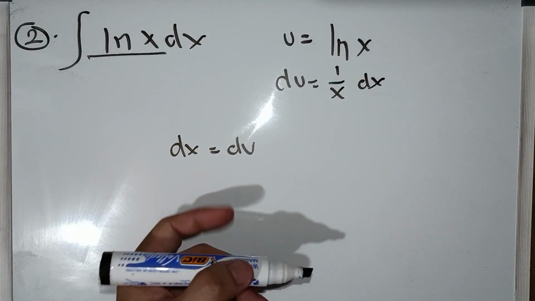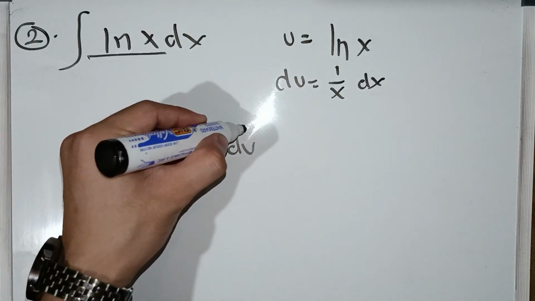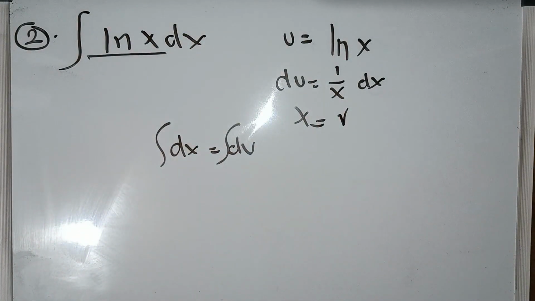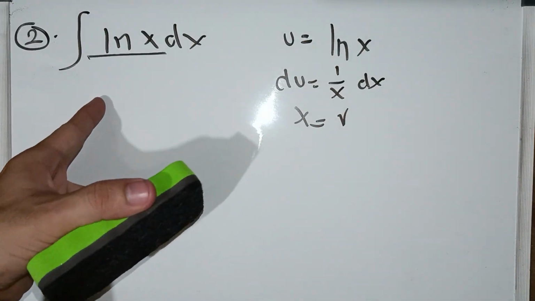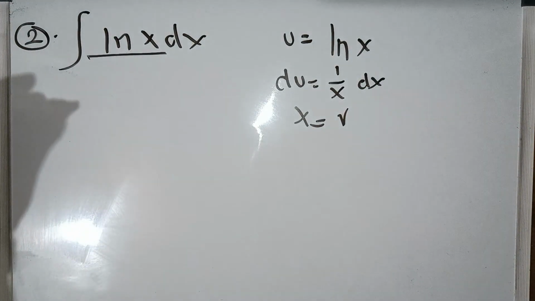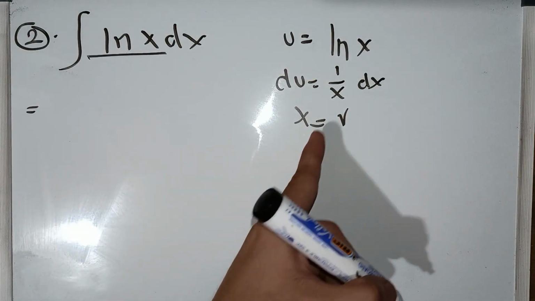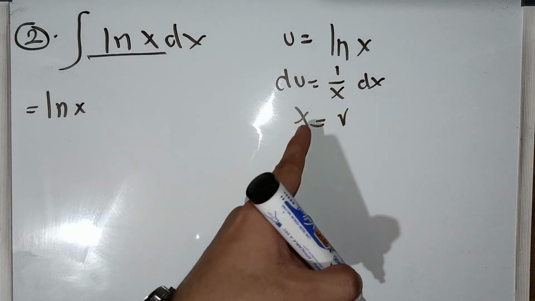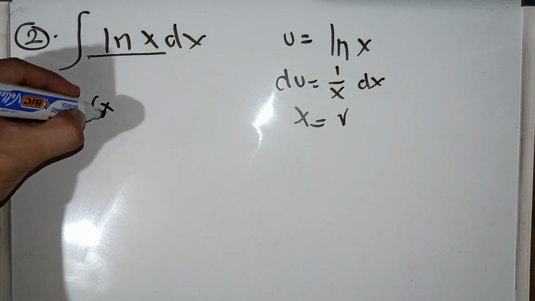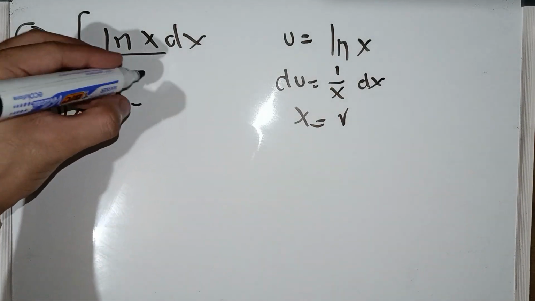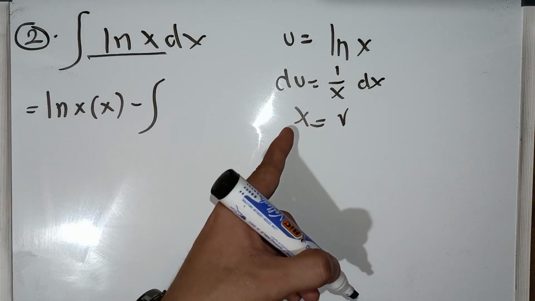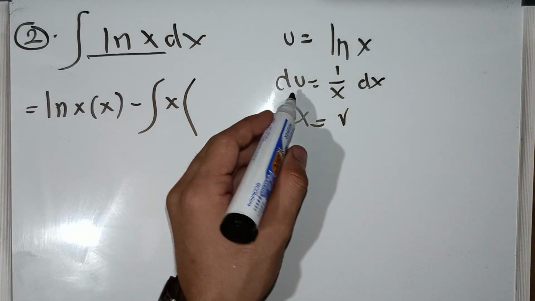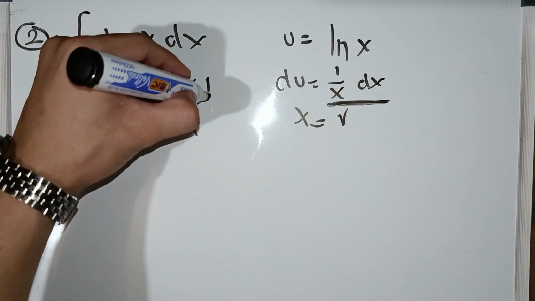Since we also have the dv here, let's integrate this. That gives us x is equal to v. So let's erase this one and proceed to integration. That is equal to u, which is ln x, and our v, which is equal to x, multiplied by x, minus the integral of v, which is the x, and du, which is equal to 1 over x dx.